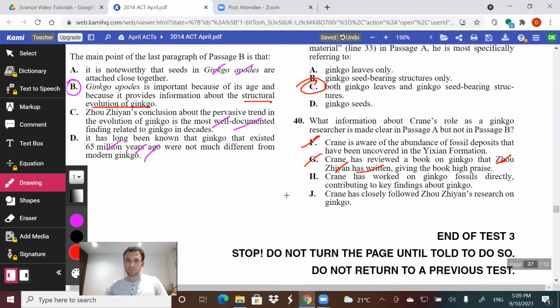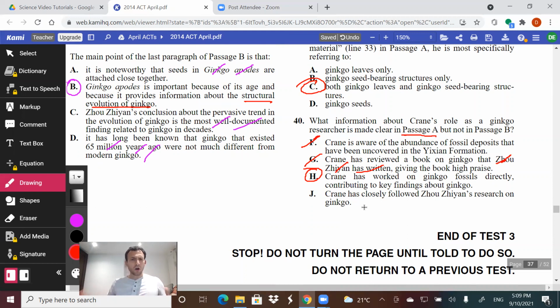Crane has worked on ginkgo fossils directly, contributing to key findings about ginkgo. Yes. Passage A, Crane references his work in the last paragraph on the more modern ginkgos from 65 million years ago. Passage B, he's only looking at his colleague's work, but let's just look at J. Crane has closely followed Zhao Jian's research on ginkgo. We can see that from both passages.